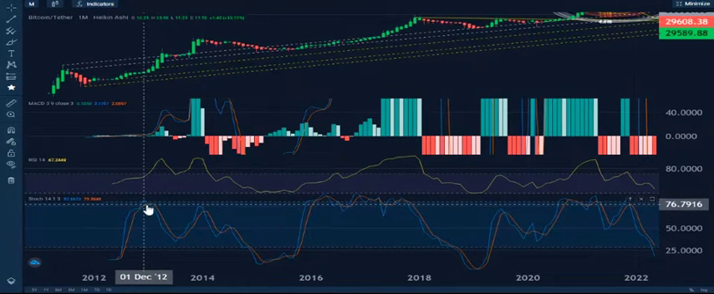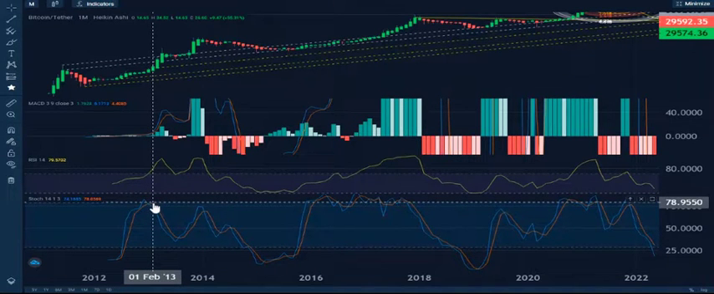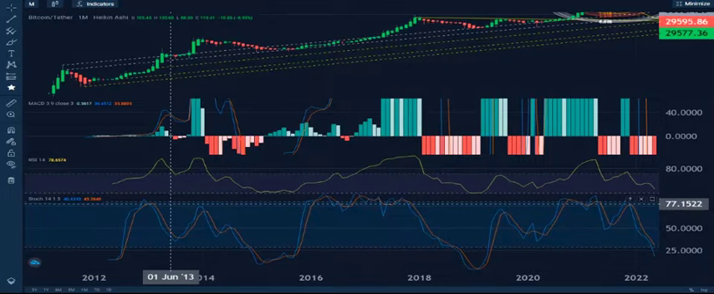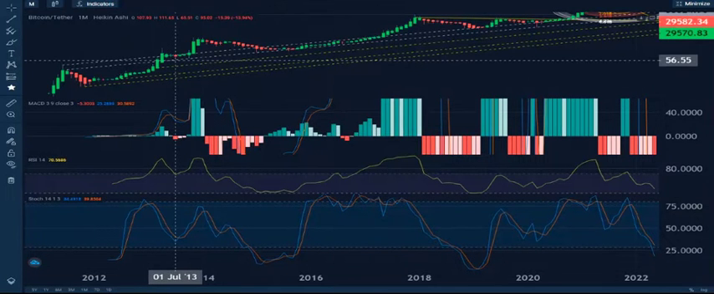And our indicator told us ahead of time, hey guys, this is getting real hot. Watch out, we could have a bit of a rollover. And that's precisely what happened. And we had a rollover there.